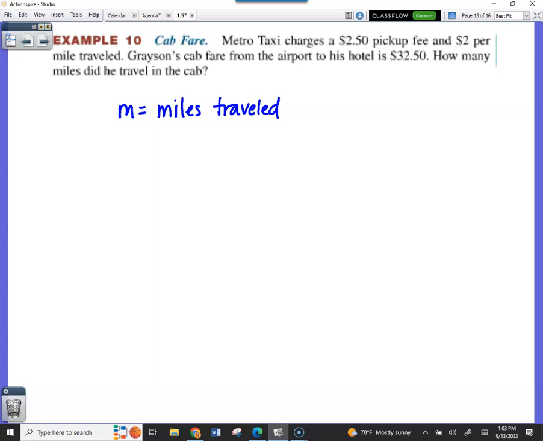Now I'm going to write an equation to represent the scenario. What's the flat fee? It's a $2.50 pickup. That's your flat fee at first. And $2 per, which per means each or multiply, right? And how much did he pay? You see where this comes from? Yes. Now it's only one equation with one variable, so do we have enough to solve? Yes.